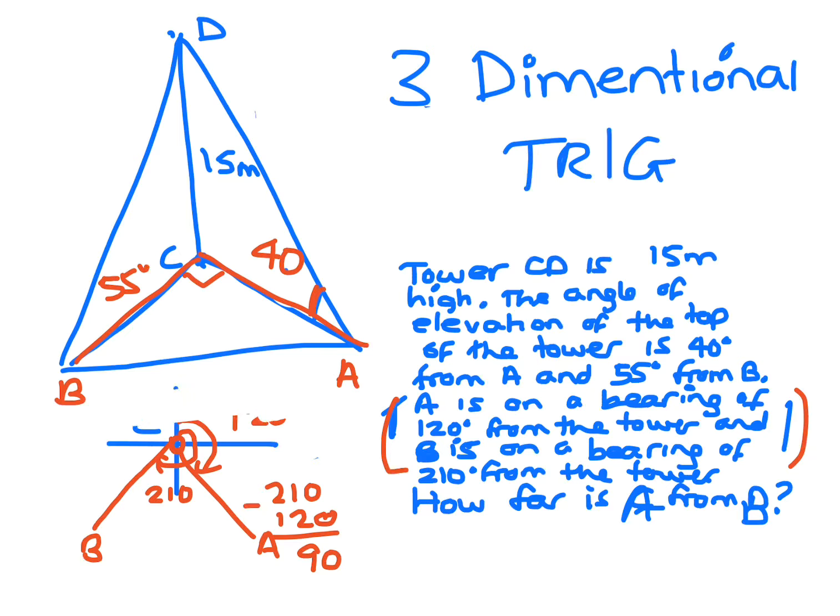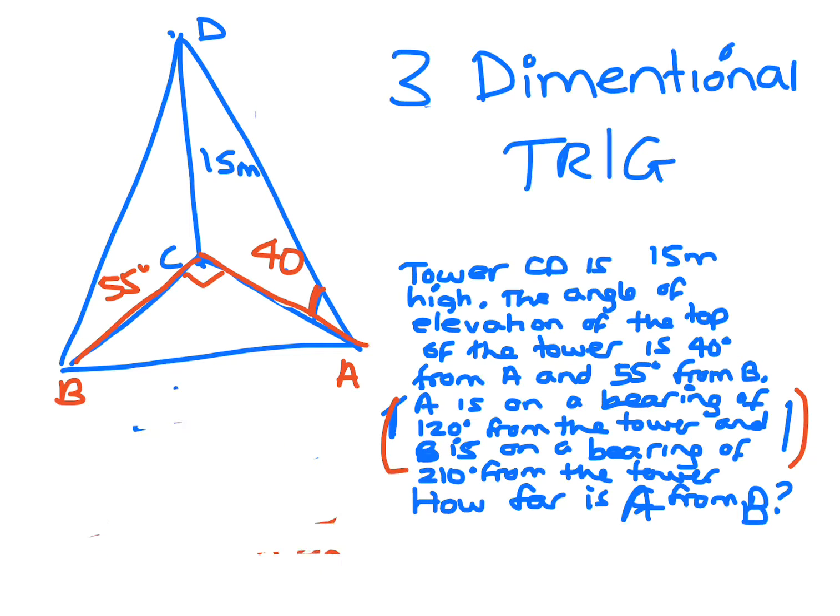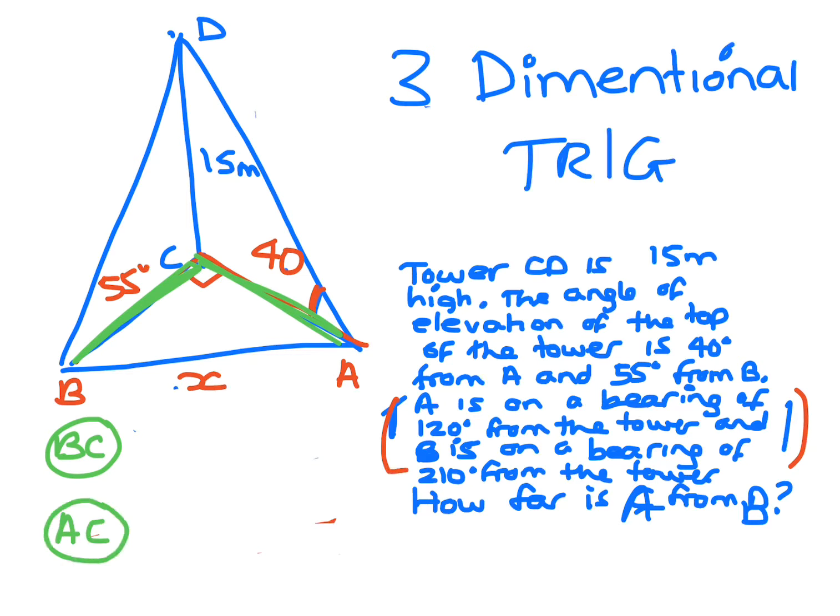Okay, so the next step now is we want to find the length of AB. In order to find AB, what we need to do first of all is find BC, and then we need to find AC. So let's put Y there and Z there.